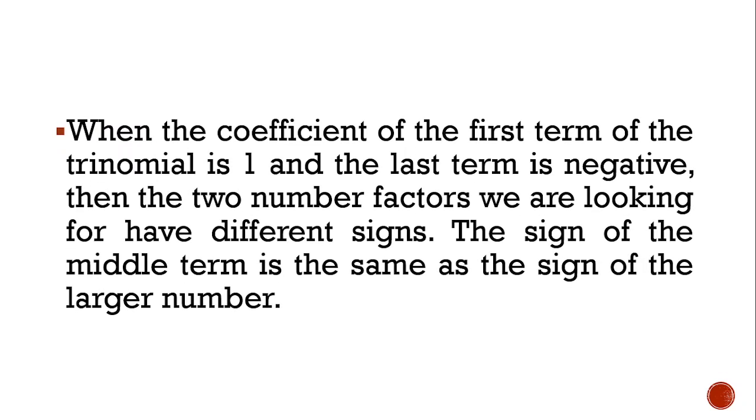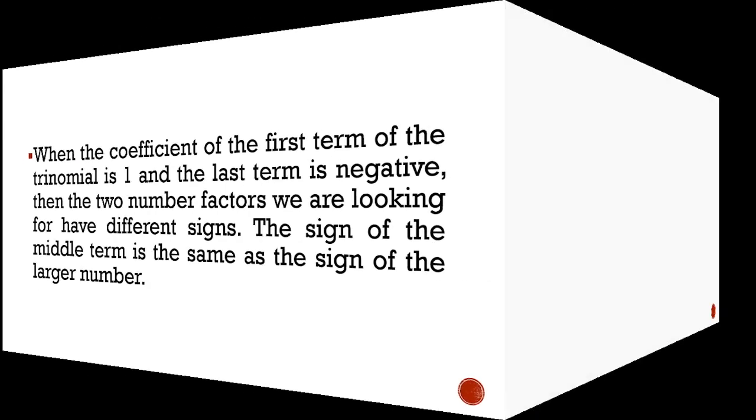Third, when the coefficient of the first term of the trinomial is 1 and the last term is negative, then the two number factors we are looking for have different signs. The sign of the middle term is the same as the sign of the larger number. So, I hope na malinaw itong part na to sa inyo.